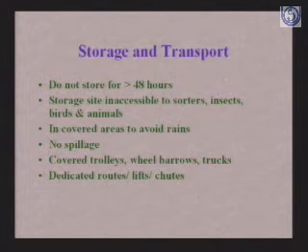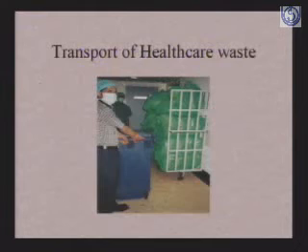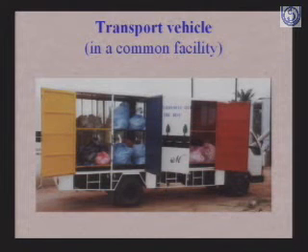They have to be covered and stored in inaccessible areas where rag pickers and sorters will not come, and they should be transported in covered trolleys, wheelbarrows or trucks. Here is a picture. One has to use personal protective equipment like boots, masks and gloves whenever they are transporting waste, and the transport vehicle in a common facility will usually do it in a very organized way, where the wastes are all bundled in appropriate color-coded bags and transported for final disposal.